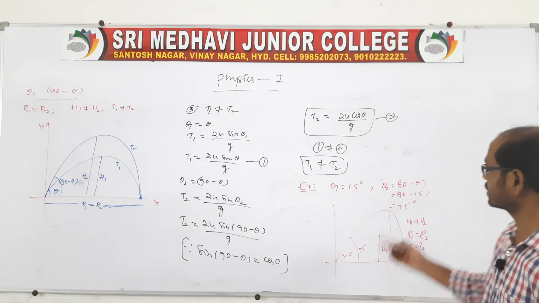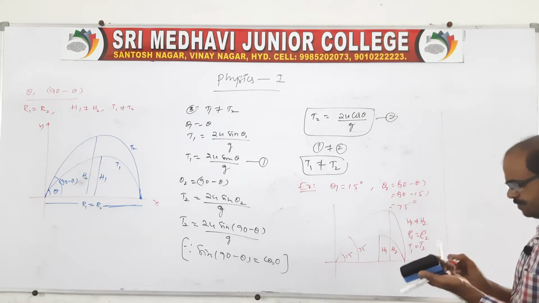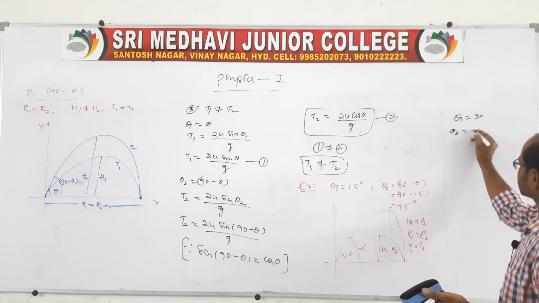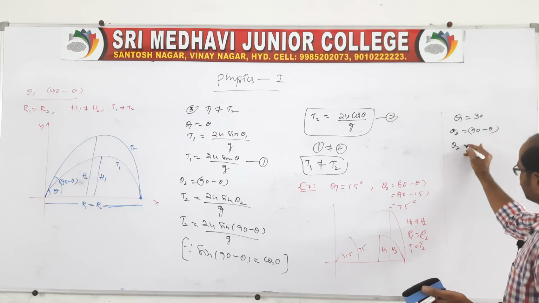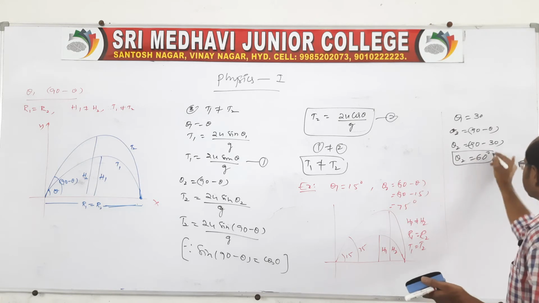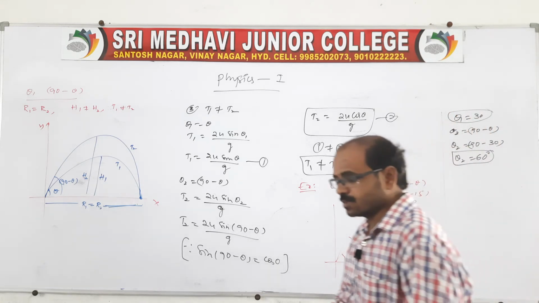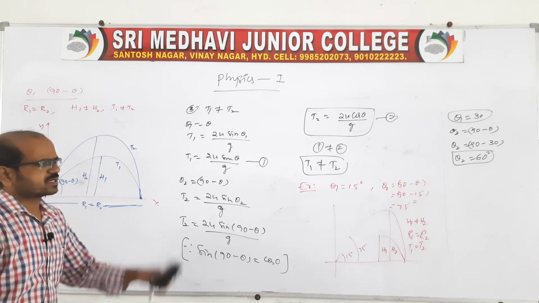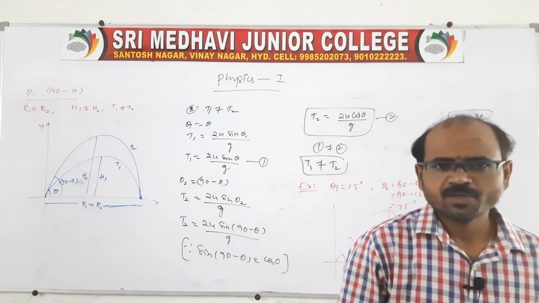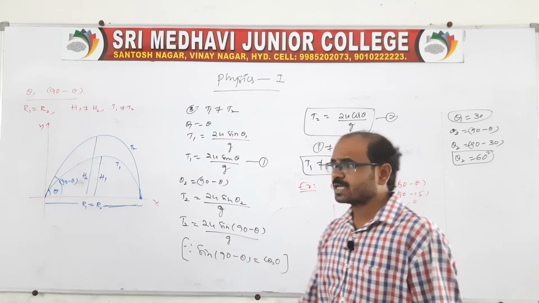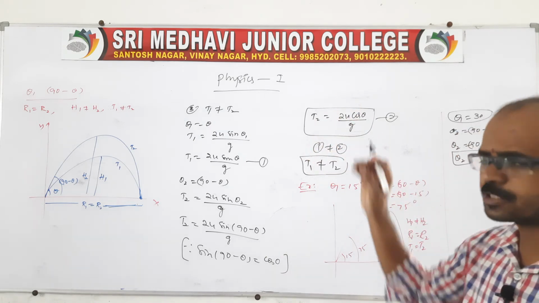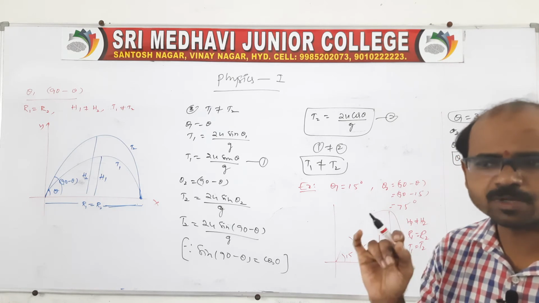See, for complementary angles, another example I will show you. Theta 1 is equal to 30 degree, and theta 2 is 90 minus theta, so theta 2 is equal to 90 minus 30, that is 60 degree. Yes, 30 and 60 are complementary angles. For these complementary angles also, the maximum heights and time of flights are different, whereas the ranges are same. So like this we have in the case of an oblique projectile.